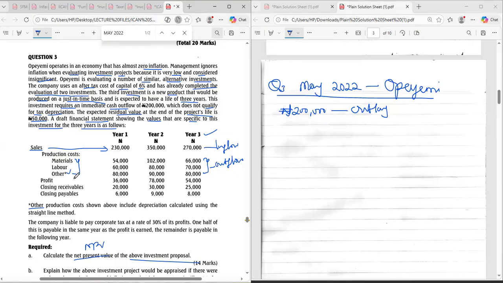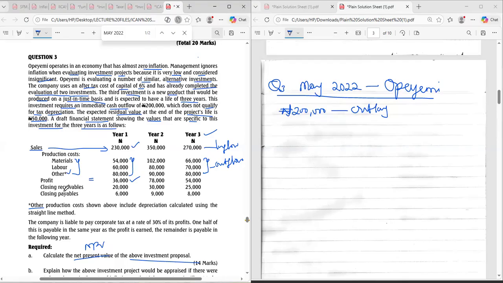Now they gave you profit. So your profit is actually your sales minus your production cost. Can you confirm that? Just 1 year for me. Your sales minus your production cost, that's the profit there. You can confirm that. Let's be on the same page. Press your calculator. So if that is correct, it means this 230,000 minus all these things here. Why are you confused?